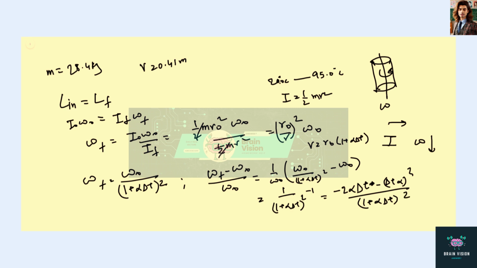Now because alpha delta t is very small, we'll ignore this term and we'll ignore this term within the summation, giving us minus 2 alpha delta t. So in our case, that is minus 2 times alpha, which is 25 into 10 power minus 6, times delta t, which is 75 degrees Celsius, giving us minus 3.8 into 10 power minus 3, which is about 0.38% decrease.